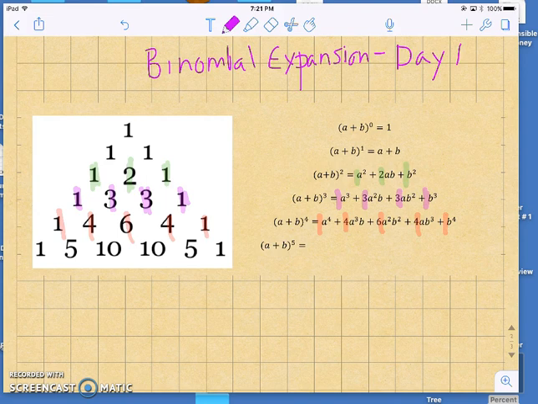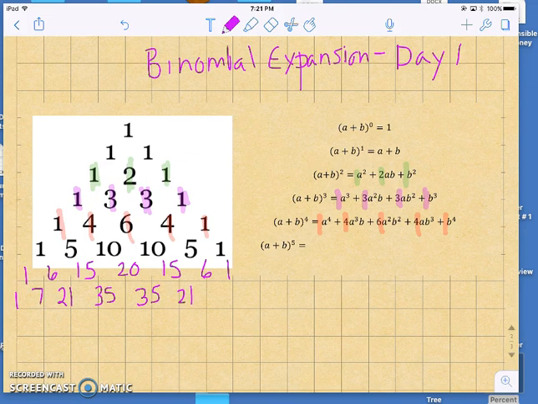Others of you might have noticed, well, how do I get the next row? Well, we add above. So 1 plus 5 is 6. 5 plus 10 is 15. 10 and 10 is 20. 10 and 5 is 15. 5 and 1 is 6. And then 1 on the end. So our next row would be 1, 7, 21, 35, 35, 21, 7, and 1.